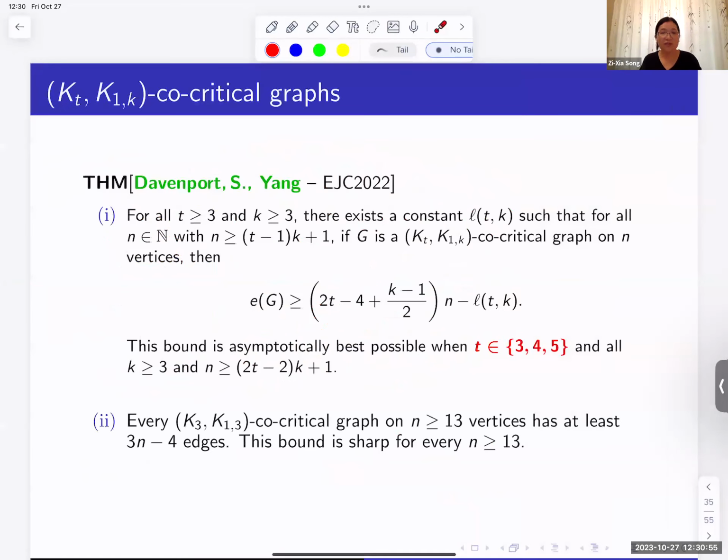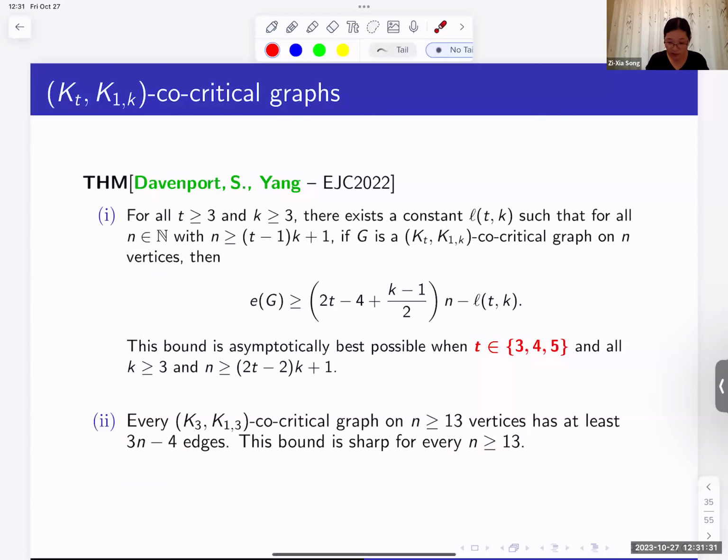That's for trees. Then after I was done with this one, I thought the star was very doable. So I assigned it to my undergraduate student. He did his honors thesis on K3, K_{1,3}. He proved that every K3, K_{1,3} co-critical graph has at least 3n minus 4 edges. This is bigger than for K3, P4 or K3, T4, and this is best possible.